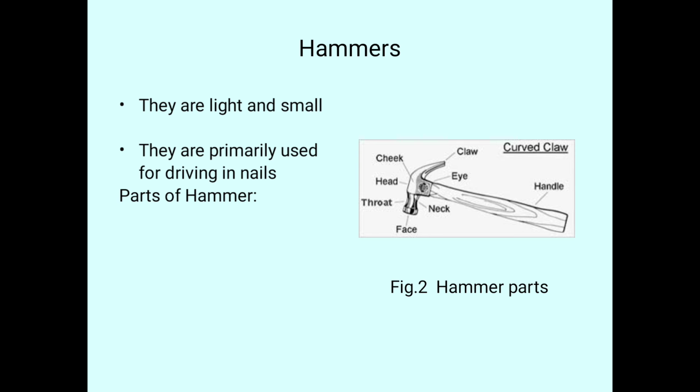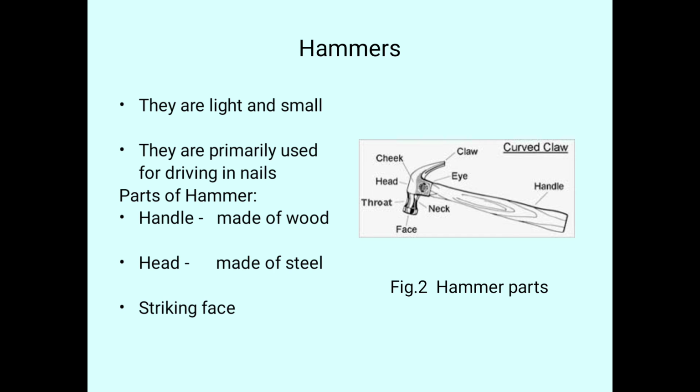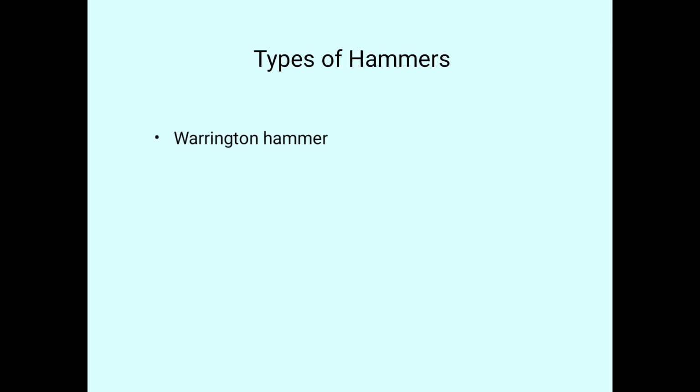Now we can see the parts again. The handle is made of wood. The head is made of steel. And there is a striking face here. Now we can see the different types of hammers. First is the Warrington hammer, second is the claw hammer, and third is the mallet or wooden hammer.